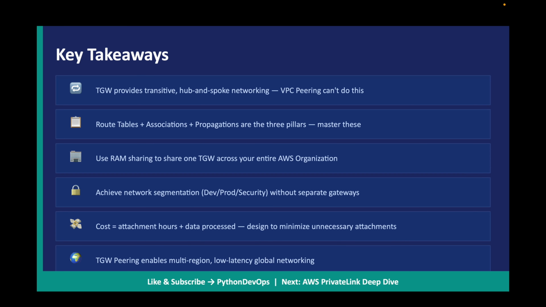Okay, quick recap. So first one is transit gateway, that is transitive hub and spoke. Peering can't do this. A route table plus association plus propagation. Master these three, you can build anything. Next one is RAM sharing. One transit gateway, whole organization, network account owns it, everyone else attaches. Next one is segmentation without firewall, just route tables. Next is cost. Cost means attachment plus data. Keep attachments lean. Next one is transit gateway peering. Global networking on the AWS backbone. That's it for transit gateway.